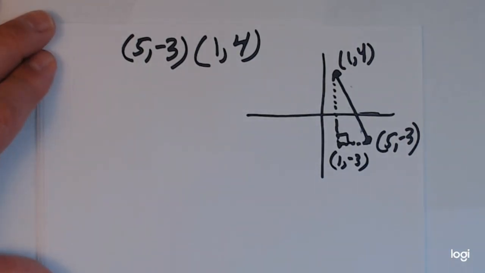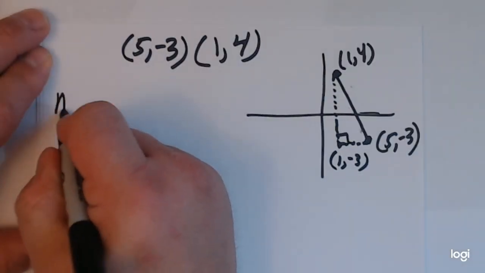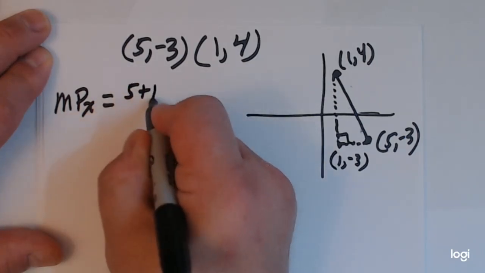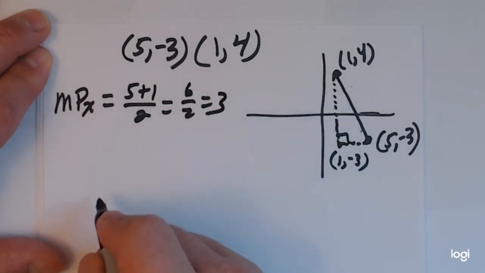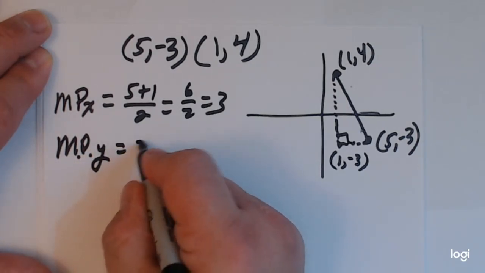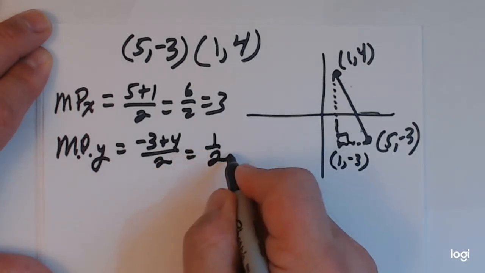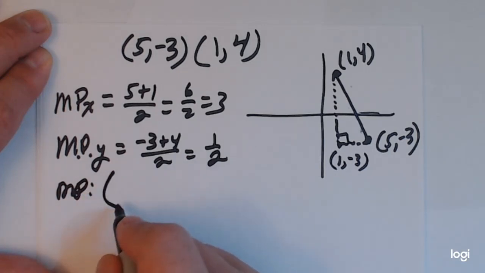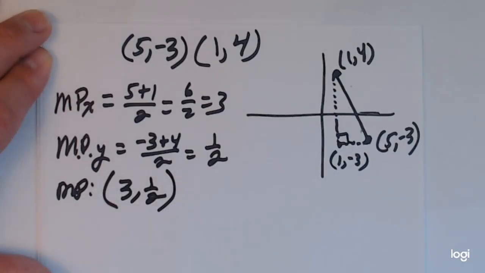All right, let's use the formulas. We're going to find the midpoint first. So the midpoint of x is 5 plus 1 over 2, which is 6 over 2, which is 3. And the midpoint of y is negative 3 plus 4 over 2, which is 1/2. So the midpoint is 3 comma 1/2.